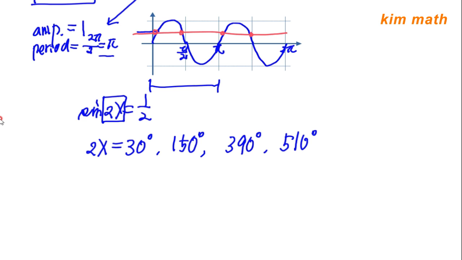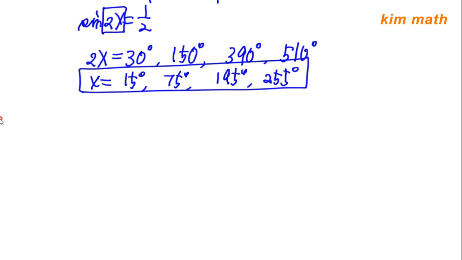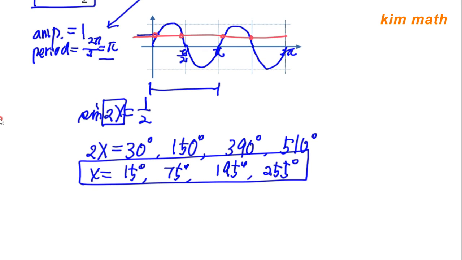Okay, now what is x? 15 degrees, 75 degrees, 195 degrees, right? How about this one? 255 degrees. Yeah, we have 4 solutions. Okay, which means these 4 points, this. Good.